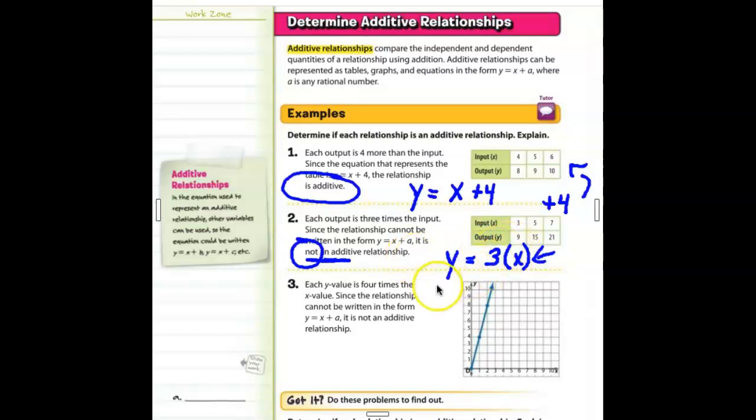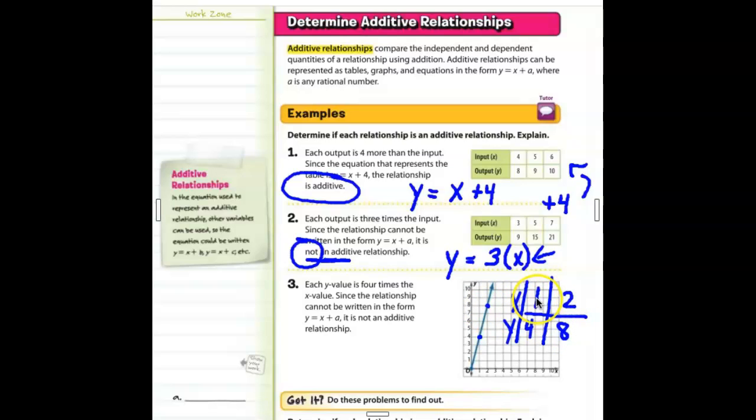So it is not an additive relationship. It involves multiplication. And finally, looking at this graph down here, this is the first point right here. So the first point is 1. So if x is 1, y is 4. Okay, so I'm kind of making a table here. And then we have another point. If x is 2, then y is 8.